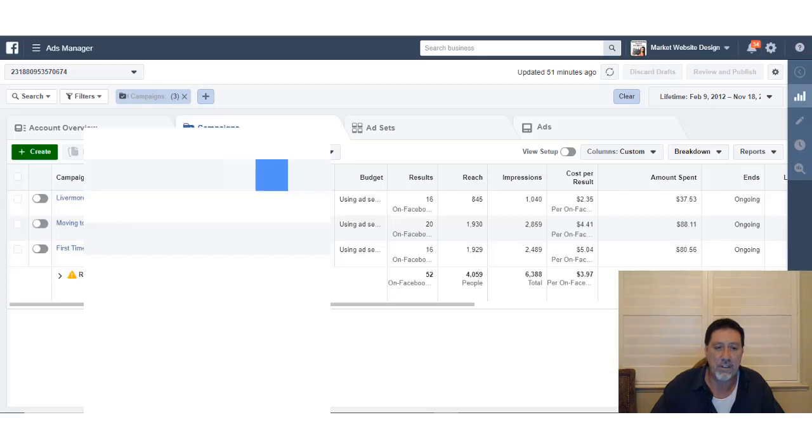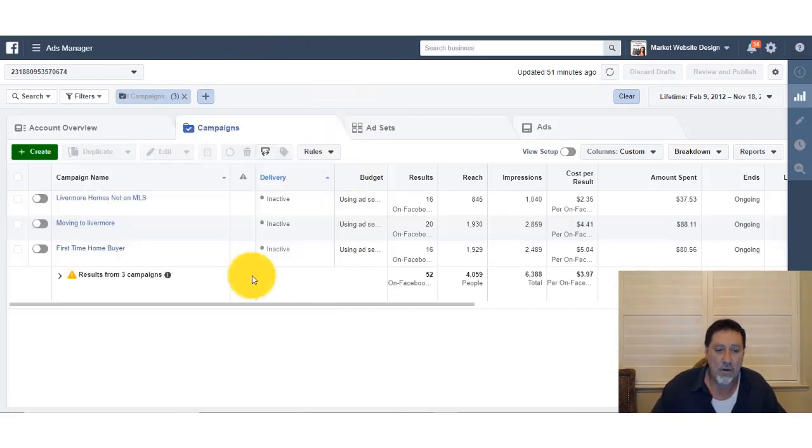So let's drop right into the ads manager. And these are test accounts. Remember, what you're looking at is a test account for a brand new client that's coming on. And we want to test the market to make sure everything's good. So what you guys saw right there is 16 leads, 20 leads here, 16 leads here. It's a total of 52.